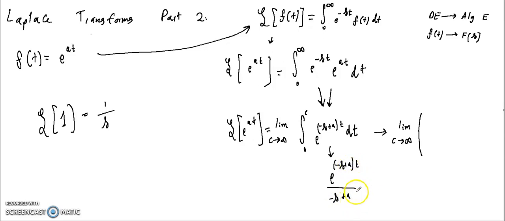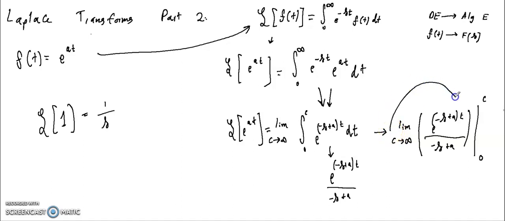And we can verify this by taking the derivative. This stays the same, but you multiply by the chain rule, and it cancels out. We get what we had earlier. It's just a basic integral from calculus 2. So we plug that in. We get e to the minus s plus a times t, all over negative s plus a, evaluated from 0 to c as c approaches infinity.